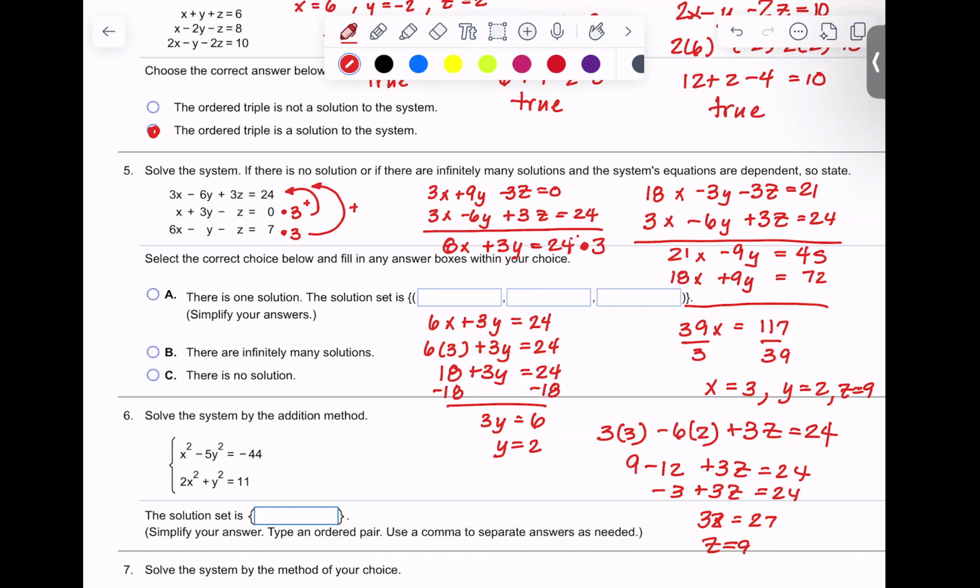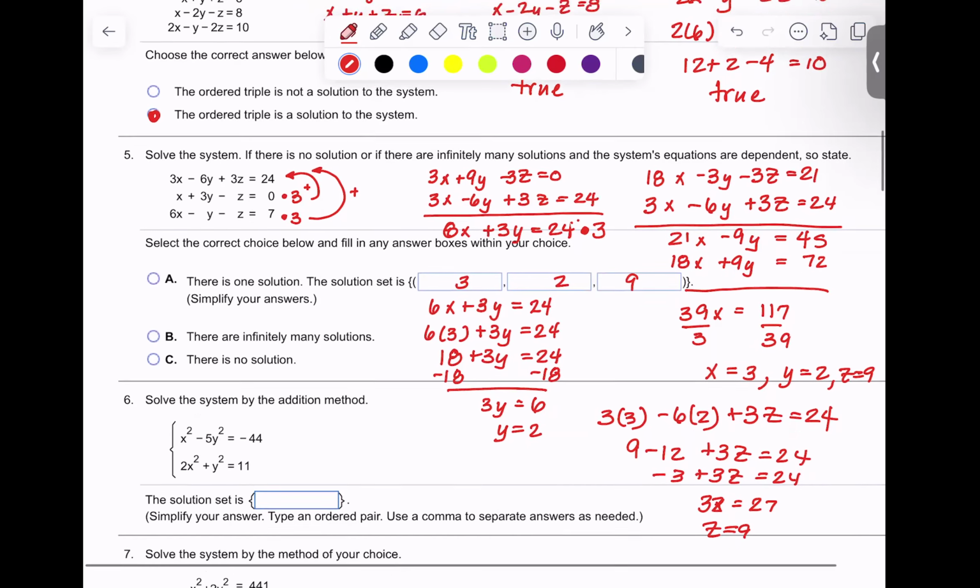So it works in the second equation. In the third equation, I have 6 times 3 is 18. 18 minus 2 is 16. 16 minus 9 is 7. So there is a solution. It's x is equal to 3, y is equal to 2, and z is equal to 9.